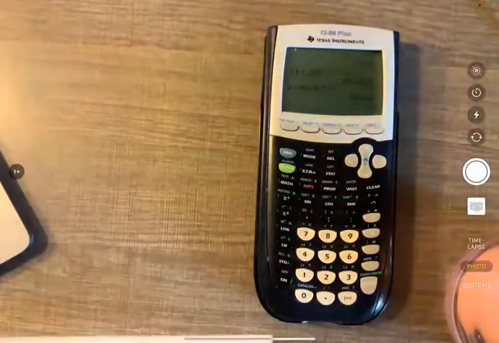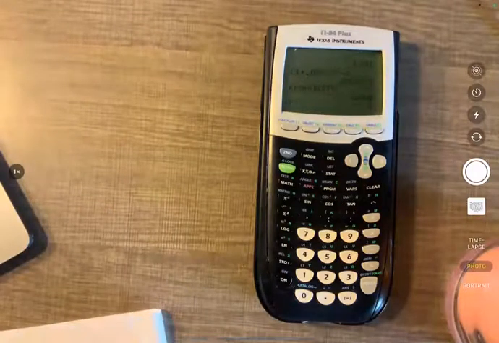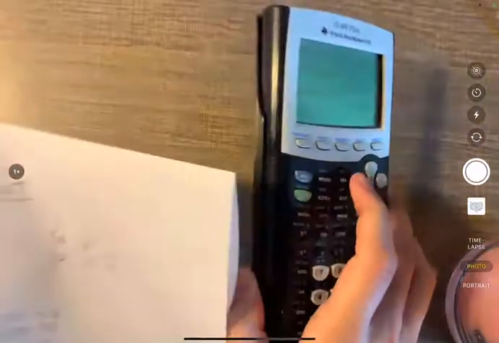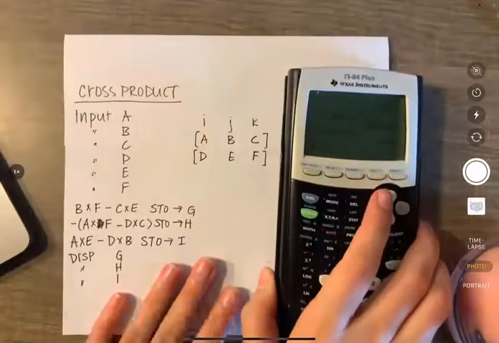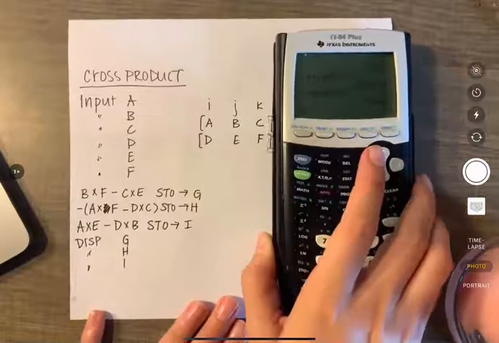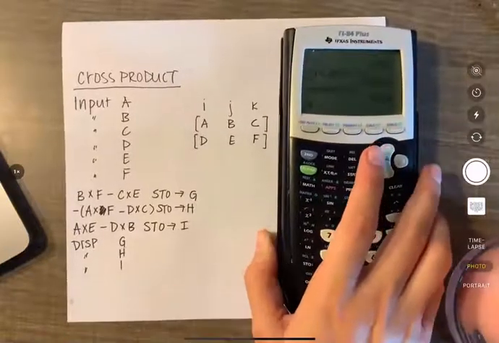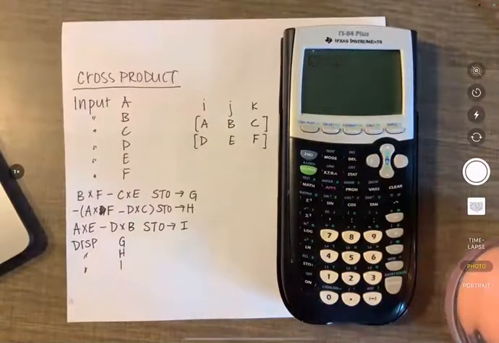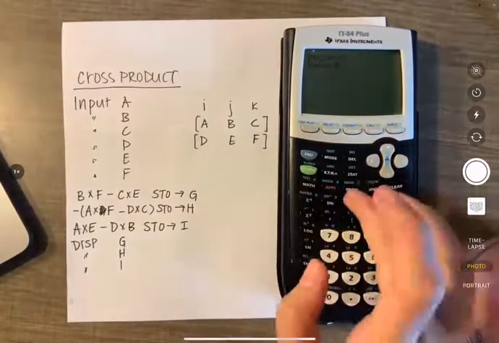Cross product is slightly more complicated, but by putting it into the calculator, you make it infinitely less difficult on exams and quizzes. So the beginning part is the same. I'm going to go to program, over to new, 1, and then I'm going to name it. I'm just going to call it CP.